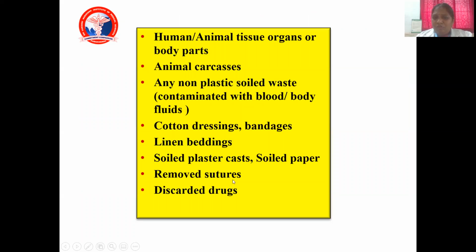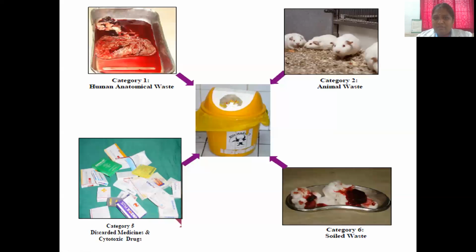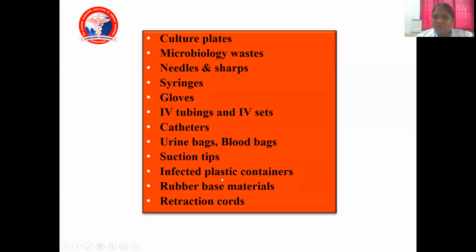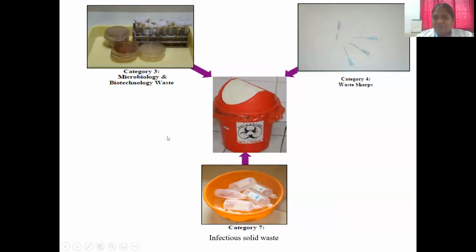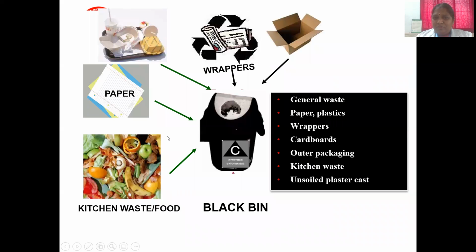So this is a list of materials which can be thrown into the yellow bags. Human and animal tissue, organs, body parts, animal carcasses, any non-plastic soiled waste, cotton dressings, linen beddings, soiled plaster casts, soiled paper, removed sutures, and discarded drugs. So you can see this, all 4 types into the yellow bag. And you know very well, for red bag, sharps, plastics and rubbers. So into the black bin, you can pour every kitchen waste and paper waste.